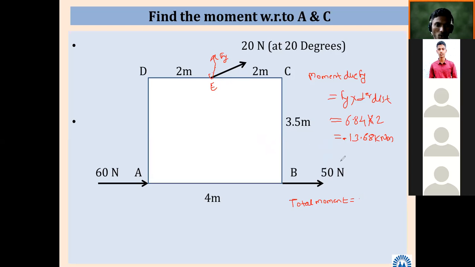So now you tell me the total moment due to the 60 Newton force. Actually it is Newton, no? Minus 398.68. Total you are telling minus 398.68. Is there any objection we can say on this?